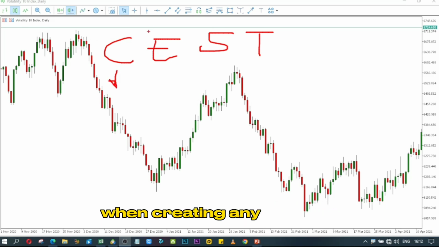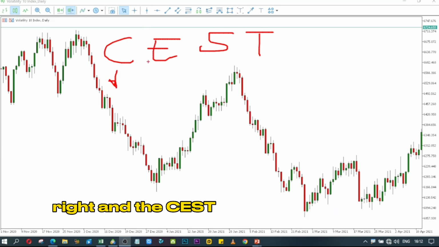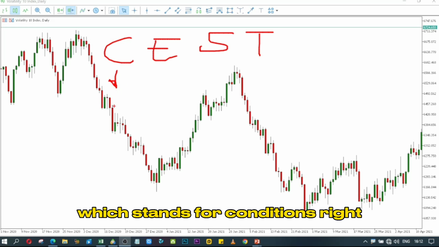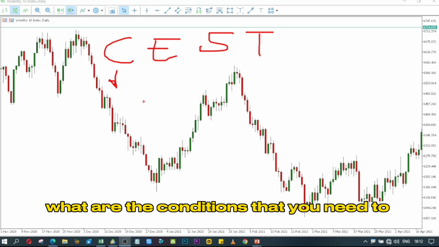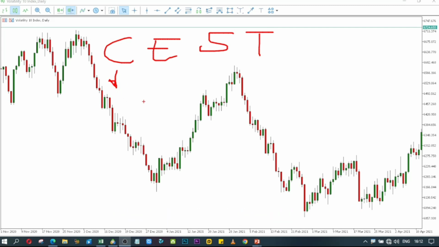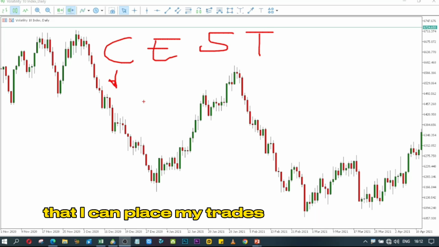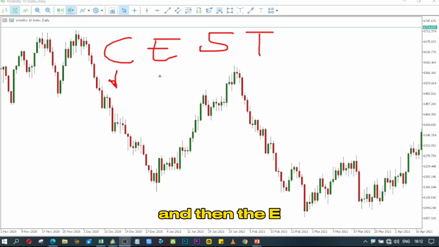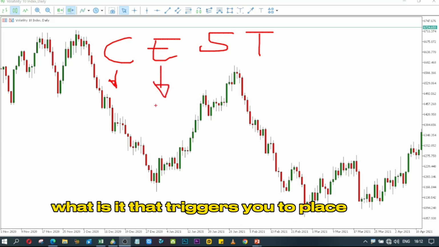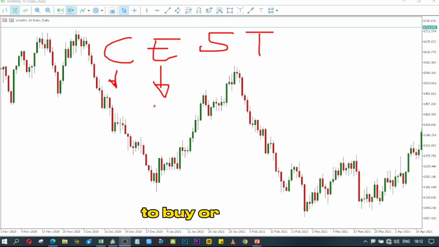The CEST formula is something that you need to put in place when creating any strategy, right? It starts with the C, which stands for conditions. What are the conditions that you need to see before you think of placing a trade? When you look into the market, you need to see at once, am I seeing any conditions that I can place my trades on right now? And then the E stands for the entry. What is it that triggers you to place that trade, to buy or sell?